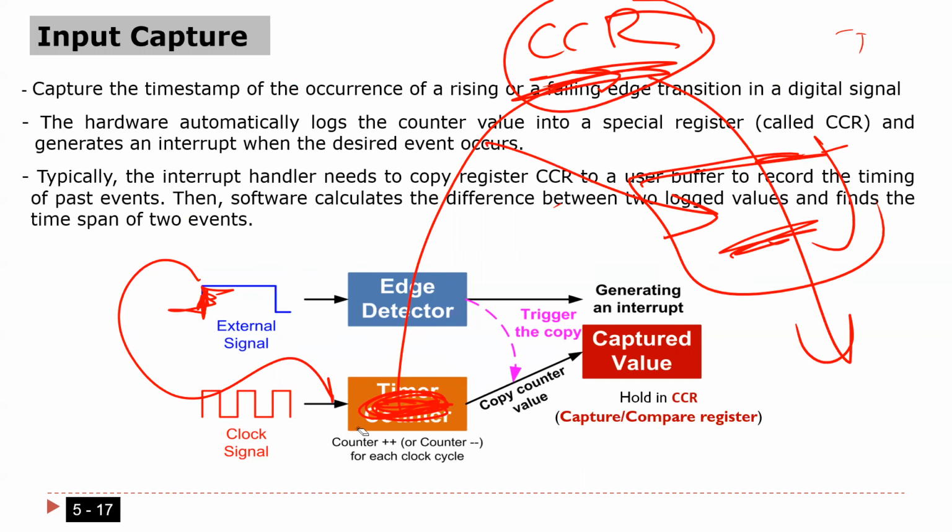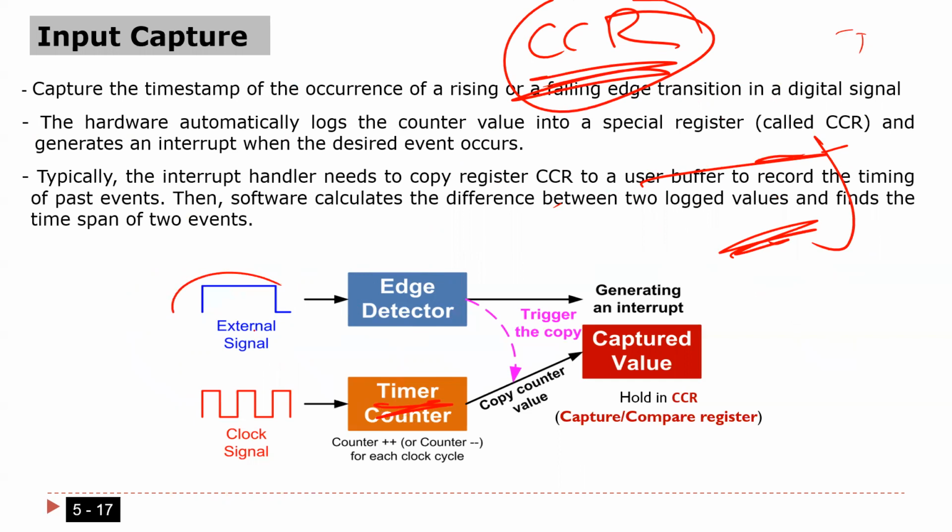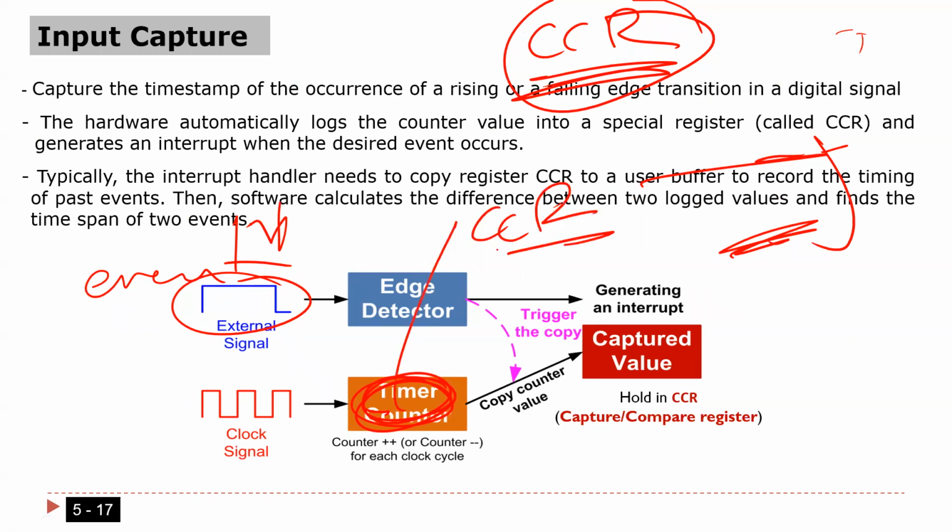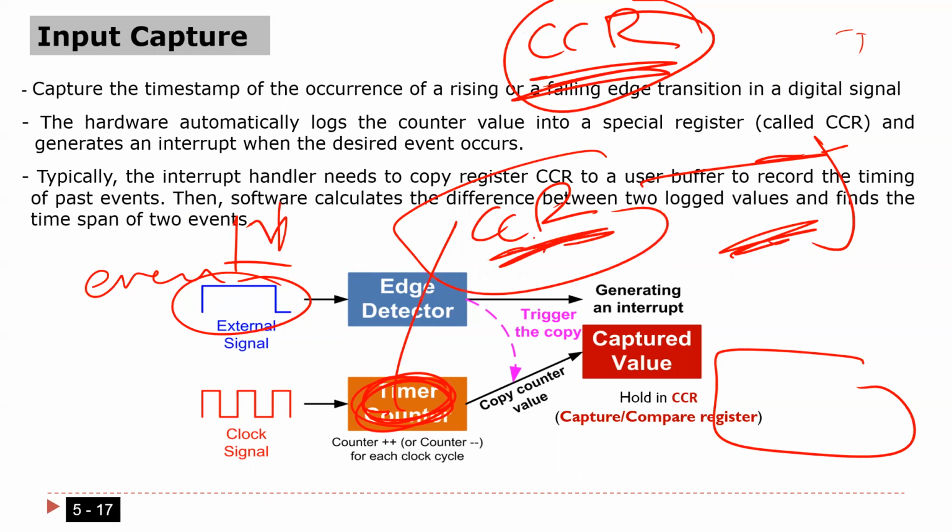Again, what I'm saying is, every time there is an event here, rising or falling, the value of the count here, which is like a timestamp, is going to be stored in CCR, and then it's going to trigger an interrupt. Why does it have to trigger an interrupt? Because you have to take this value from CCR and save it somewhere. Otherwise, if you don't do that, it's going to be overwritten. Once another edge comes, it's going to overwrite it.